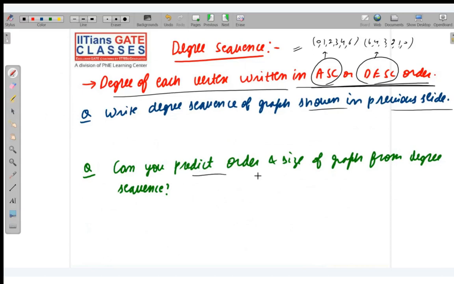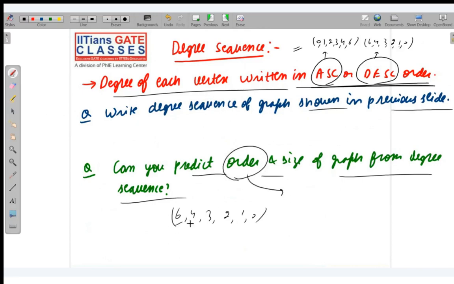Now, can you predict the order and size of the graph from the degree sequence? In the GATE exam they can give it like this: 6 4 3 2 1 and 0, and then ask whether you can predict the order and size of the graph. Order is very simple. Order means the number of vertices. So you will count 1 2 3 4 5 and 6. Order is 6. So simple.